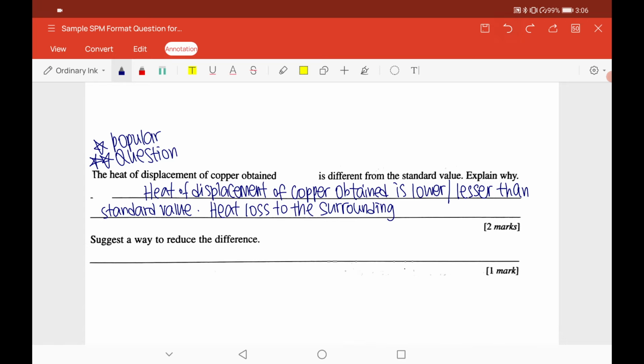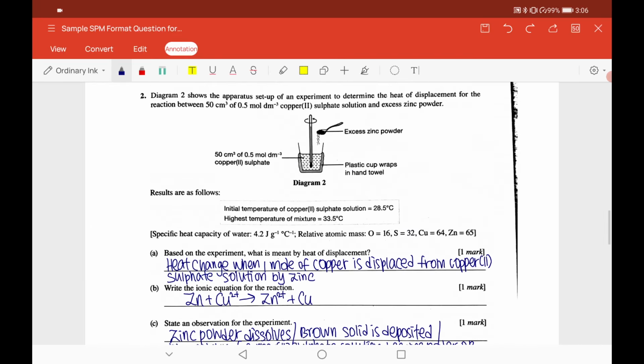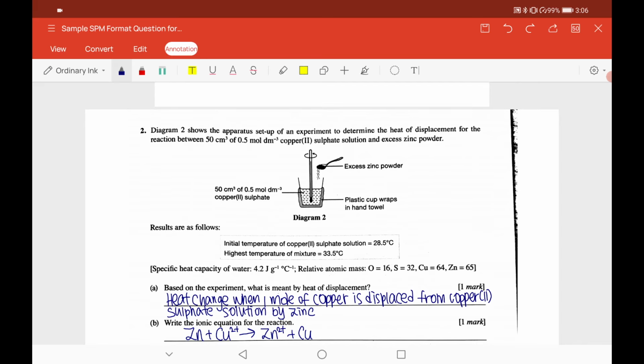So like what I say, the biggest problem is always heat loss. So we need to suggest what we can do to reduce the heat loss. Here we have two methods we can use to reduce the heat loss. One of the methods is this.